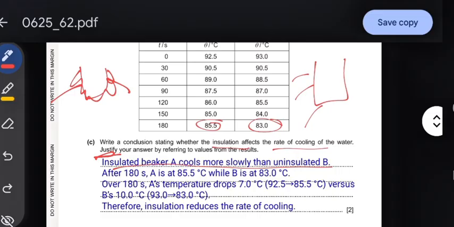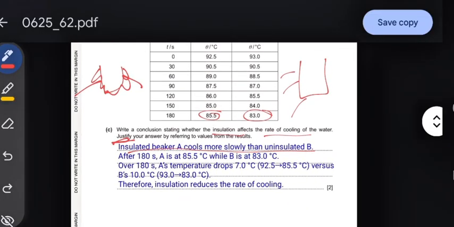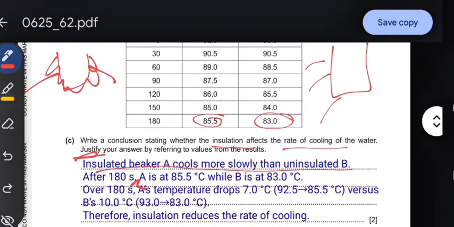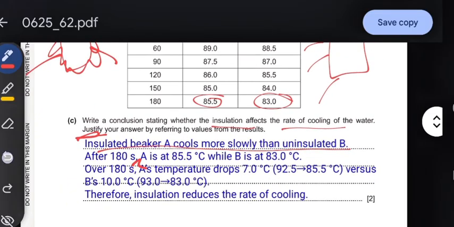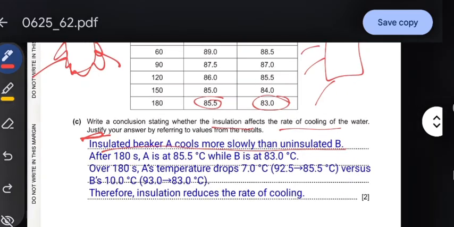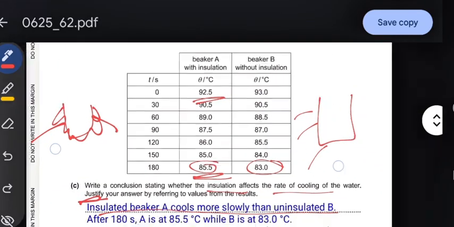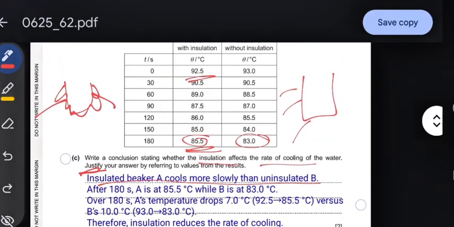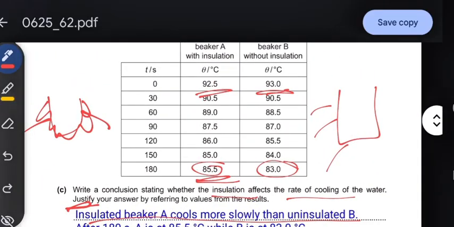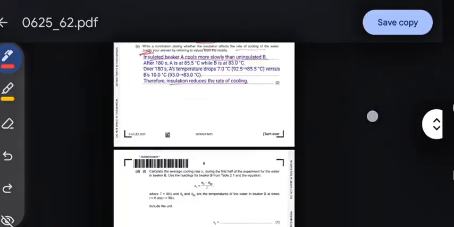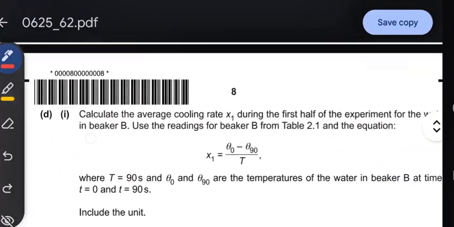After 180 seconds, you write beaker A is at 85.5 degrees Celsius, while B is at 83.0 degrees Celsius. Over 180 seconds, beaker A's temperature drops 7 degrees Celsius: if you subtract 85.5 from 92.5, the drop is 7 degrees Celsius. Whereas for beaker B, 93 minus 83 gives you 10 degrees Celsius, a 10 degrees Celsius drop in temperature. So you will say insulation reduces the rate of cooling because beaker B cools more, as we stated earlier.